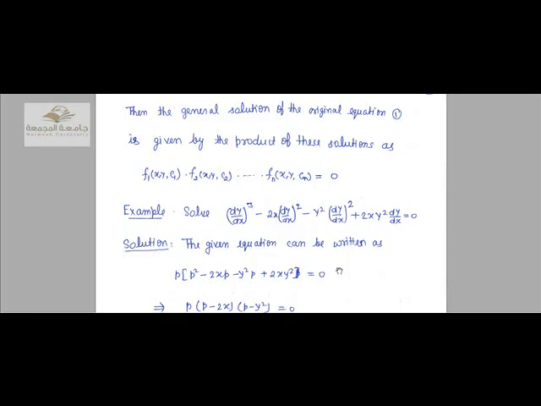So we are going to solve some problems related to this method, which is (dy by dx)^3 minus 2x (dy by dx)^2 minus y^2 (dy by dx) plus 2xy^2 is equal to 0.